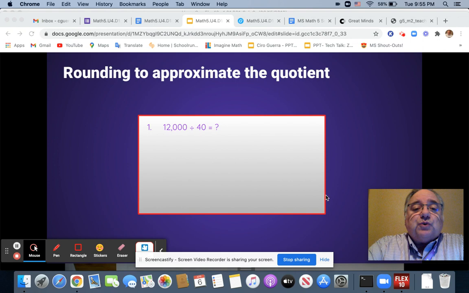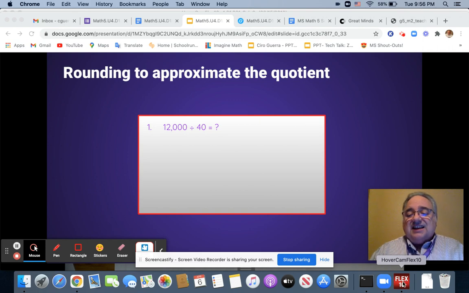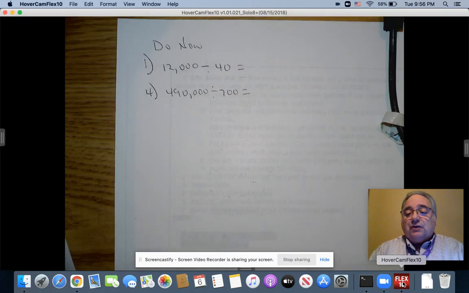The first problem was 12,000 divided by 40. I'm going to go ahead and get to the flex cam. What would we do to make this easier and to solve it quicker? Excellent. I heard it out in class. I heard it on the distance learning. Yes, we can divide these by 10.